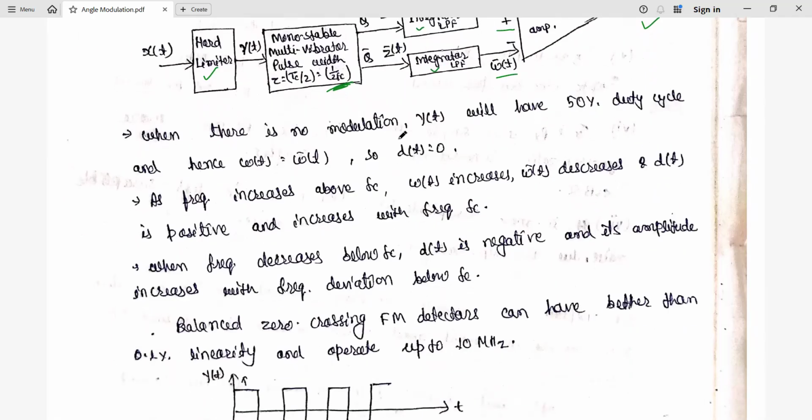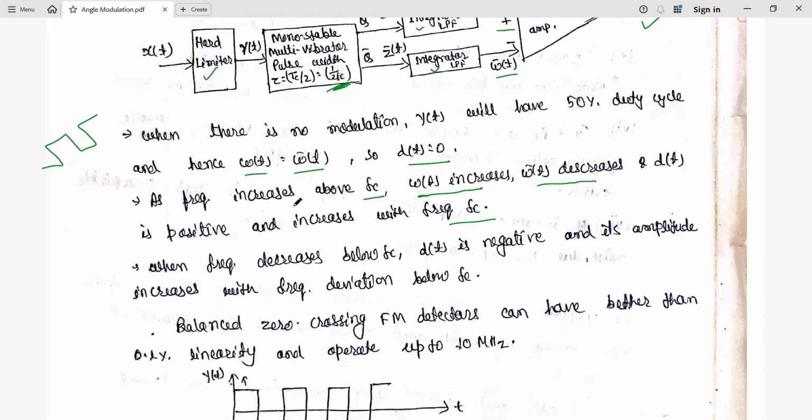When there is no modulation, Y(t) will have a 50% duty cycle, meaning the on time and off time are both the same. So there omega(t) and omega bar(t) are both the same. So finally the differential amplifier output is going to be 0. Now, as frequency increases above Fc, omega(t) is also going to increase, but omega bar(t) is going to decrease. So the d(t) value is positive here, and it is going to increase with frequency.